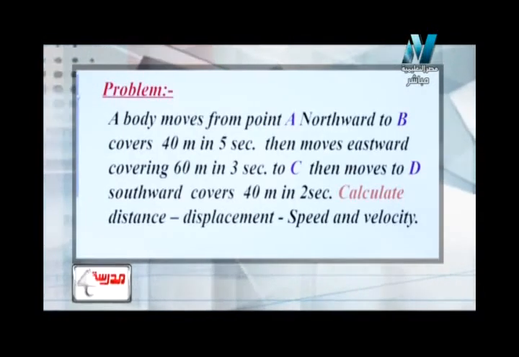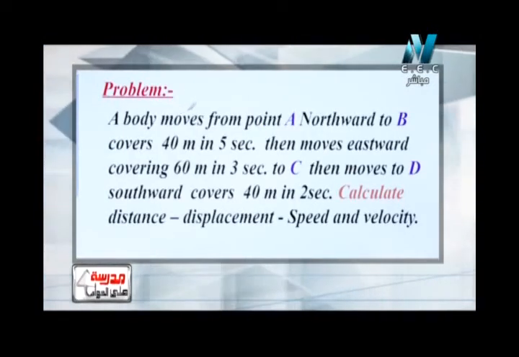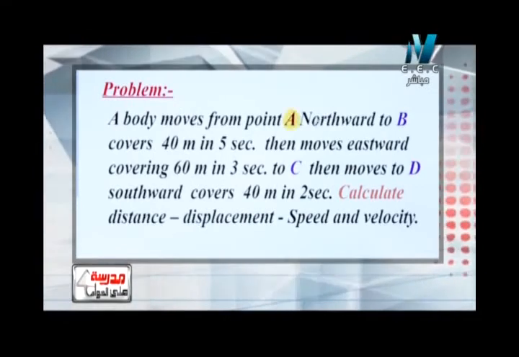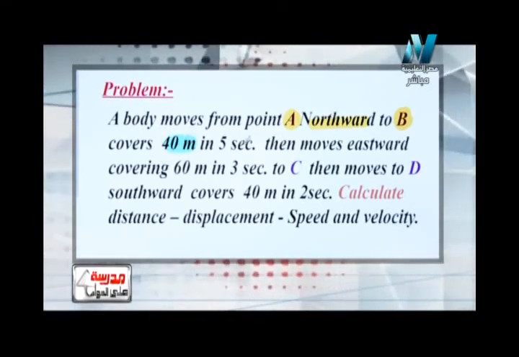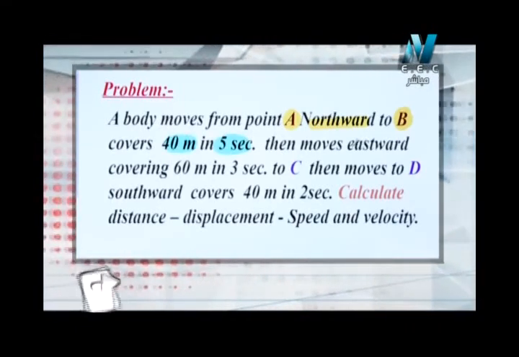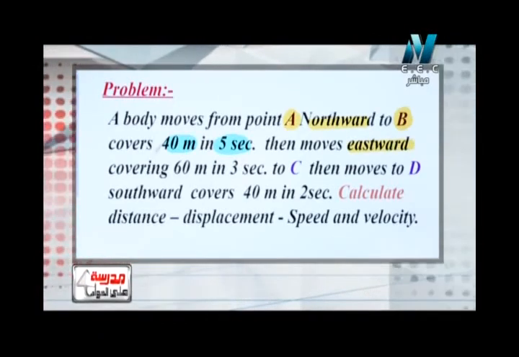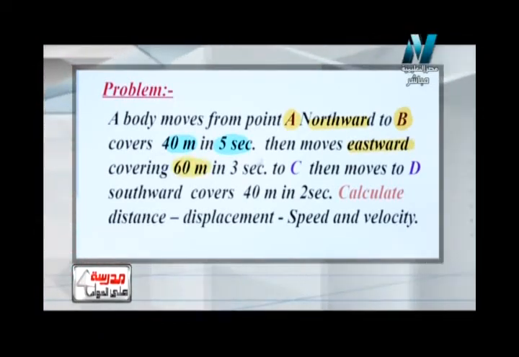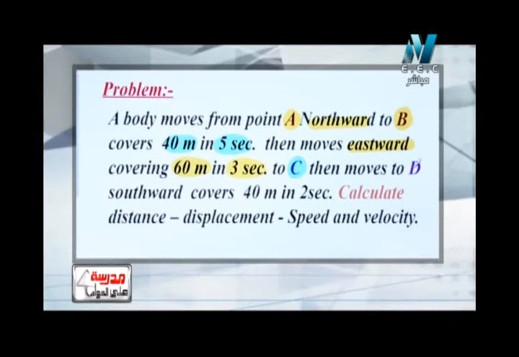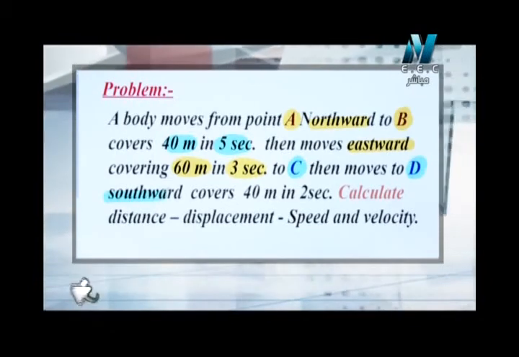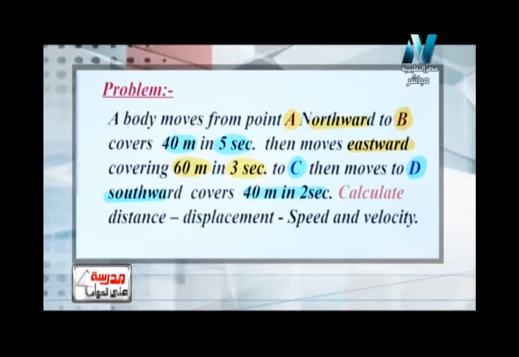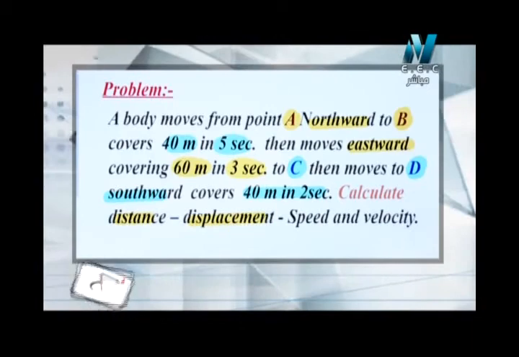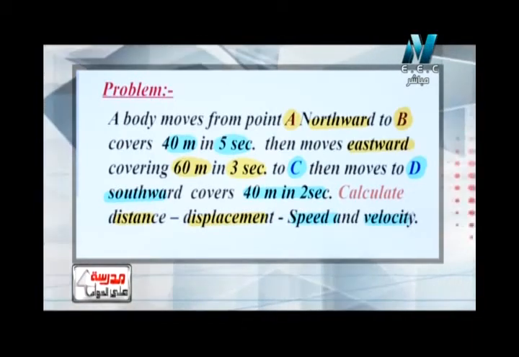As we can see, we have a problem in front of us. It says a body moves from point A northwards to B, covering 40 meters in 5 seconds. Then it moves eastward, pay attention to the directions, covering 60 meters in 3 seconds to point C. Then it moves to D, southward, covering 40 meters in 2 seconds. Calculate distance and displacement, then we will calculate speed and velocity.